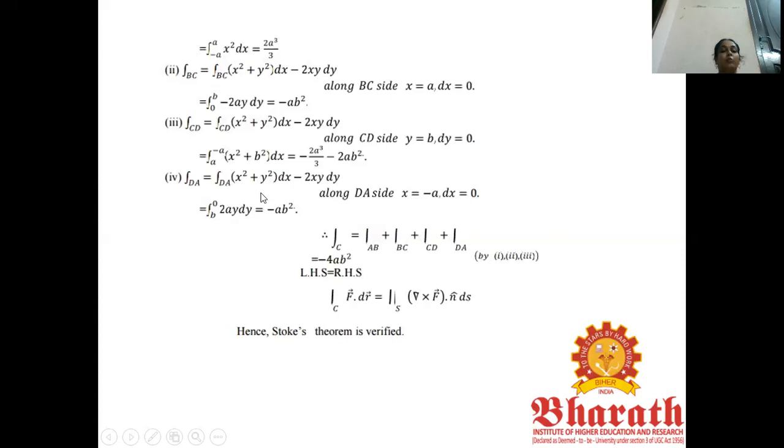So we obtained all 4 integrals of the left hand side, and together we add all of them: integral over AB plus integral over BC plus integral over CD plus integral over DA. We got minus 4ab square. So already we got the right hand side as minus 4ab square, and similarly the left hand side is also minus 4ab square. So in this problem, Stokes theorem is verified.